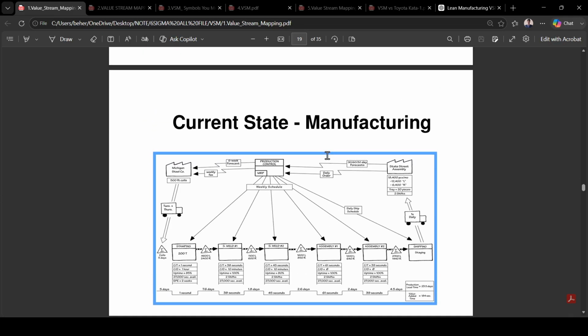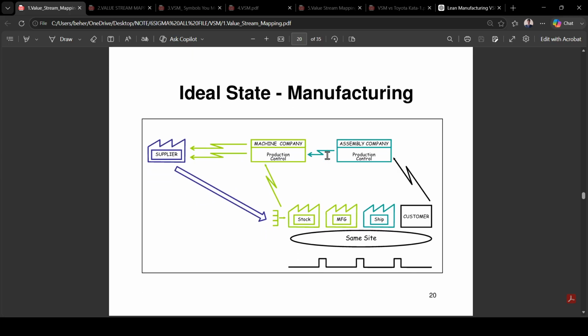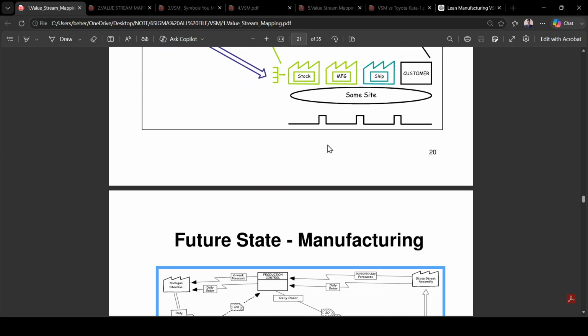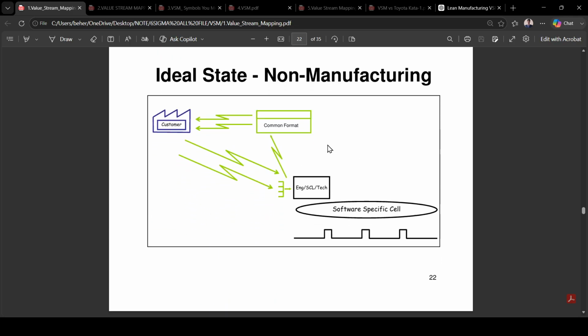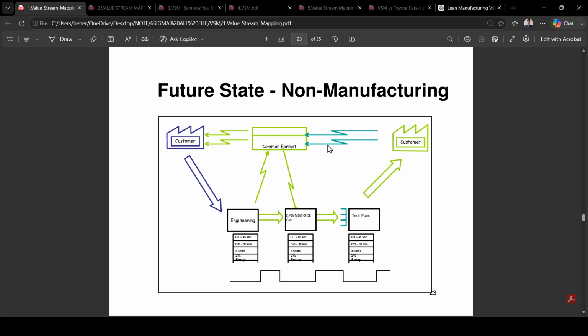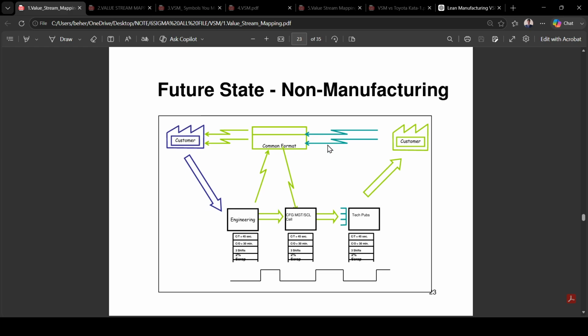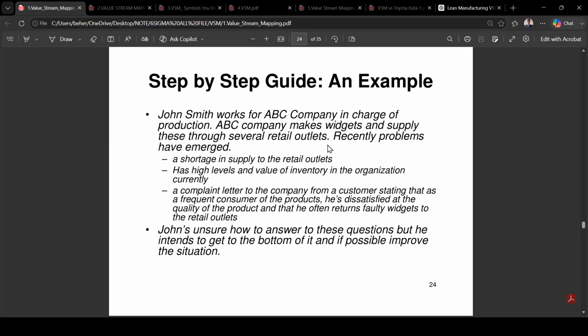So current state manufacturing, see that image. Then ideal state manufacturing, future state manufacturing, ideal state non-manufacturing, future state non-manufacturing. Step by step guide and example.